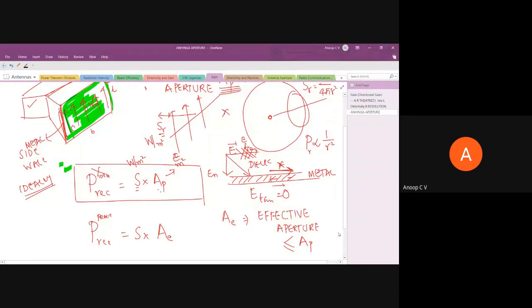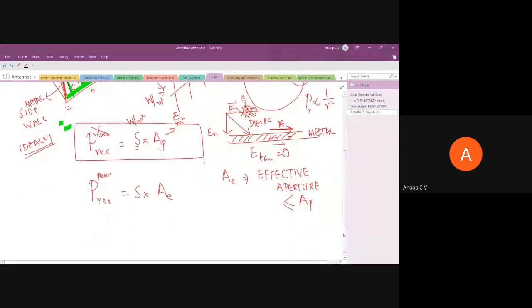If it is a wire antenna, physical aperture and effective aperture will be almost the same. But if it is a horn antenna like this, where we have metallic walls, the effective aperture will be less. You don't have to bother about this now, but keep in mind that aperture is the power gathering capacity of an antenna, that is, from what effective area this power can be gathered.